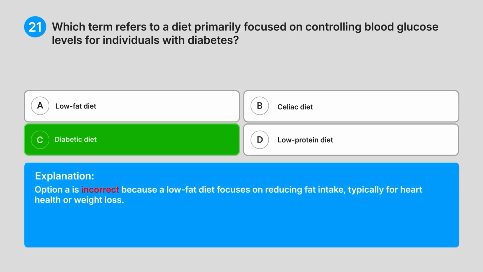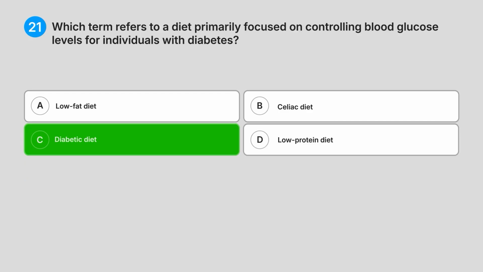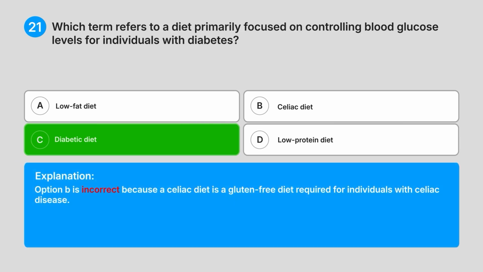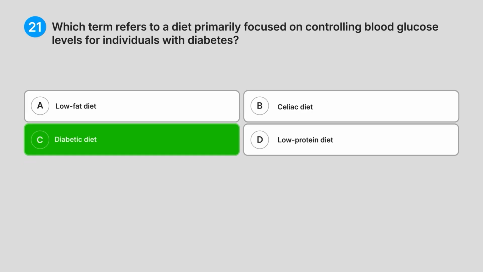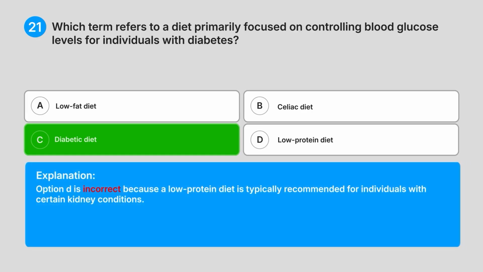Option A is incorrect because a low-fat diet focuses on reducing fat intake, typically for heart health or weight loss. Option B is incorrect because a celiac diet is a gluten-free diet required for individuals with celiac disease. Option D is incorrect because a low-protein diet is typically recommended for individuals with certain kidney conditions.